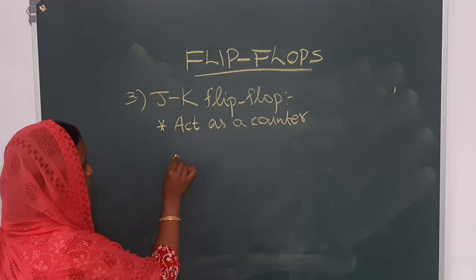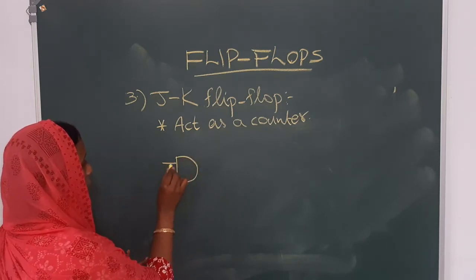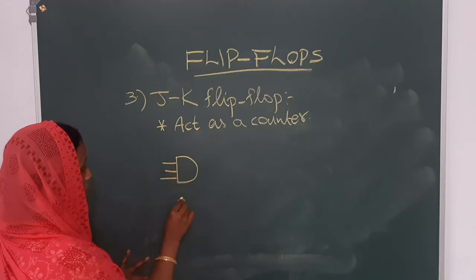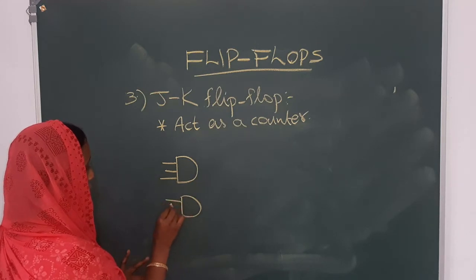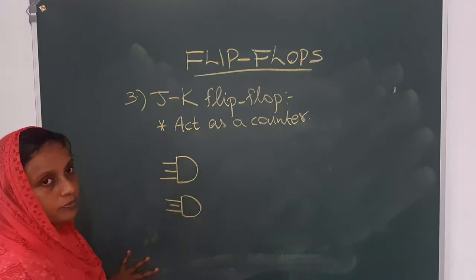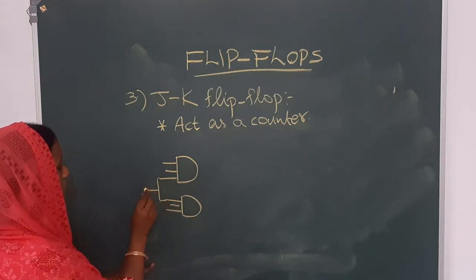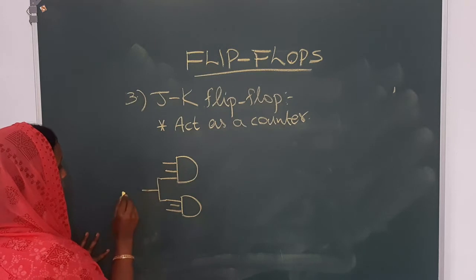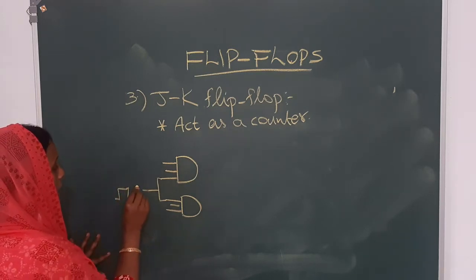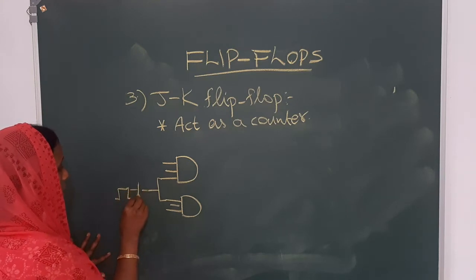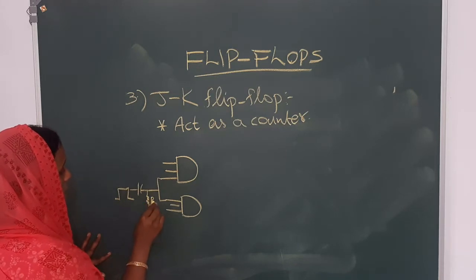The circuit is drawn here. This is one AND gate with 3 inputs. This is the second AND gate with 3 inputs. Now one of the inputs to both these gates is a clock. This is a clock signal, and in order to make it a spike, I can use an RC circuit, an R coupled RC circuit.